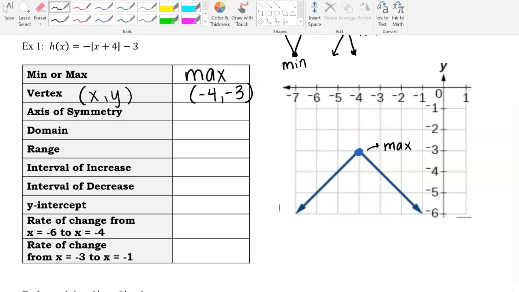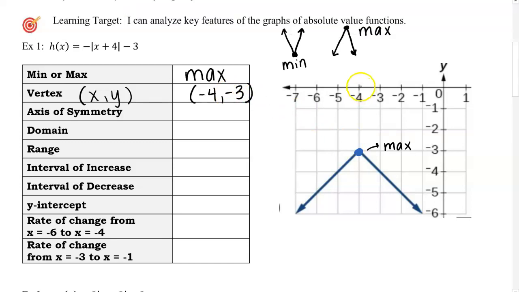The axis of symmetry is the line that would divide this absolute value function exactly in half so that it could fold over on itself and match up perfectly. So our axis of symmetry is always x equals, and it has to be the x value of the vertex. So if the x value of your vertex was -4, your axis of symmetry should be x equals -4.